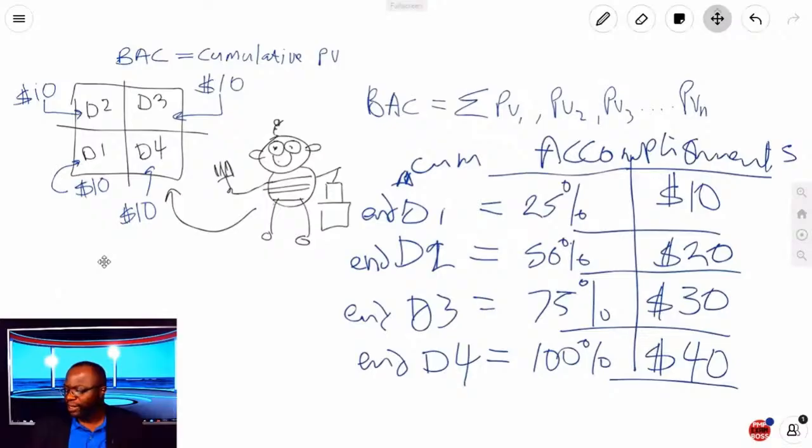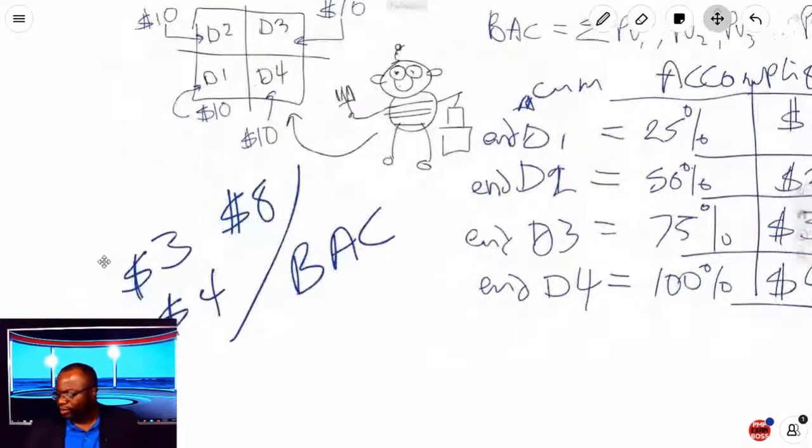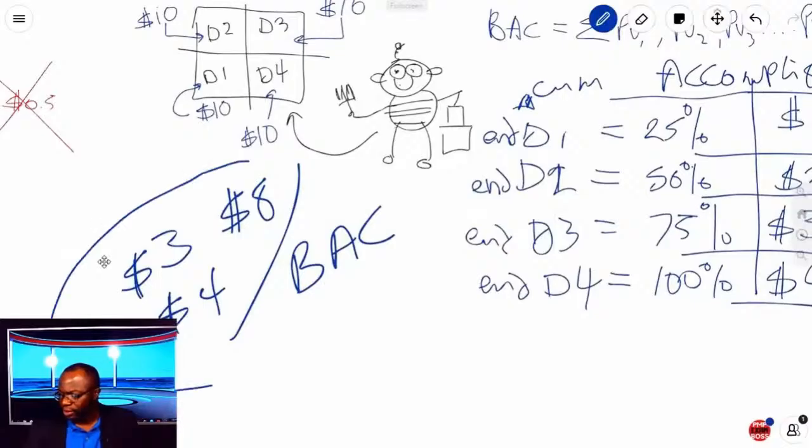Phil is a project manager working on a project. Day 1, PV is $3. Day 2, PV is $4. And on day 3, PV is $8. What is the BAC for the project? You guys tell me. Let me make sure we're all paying attention.